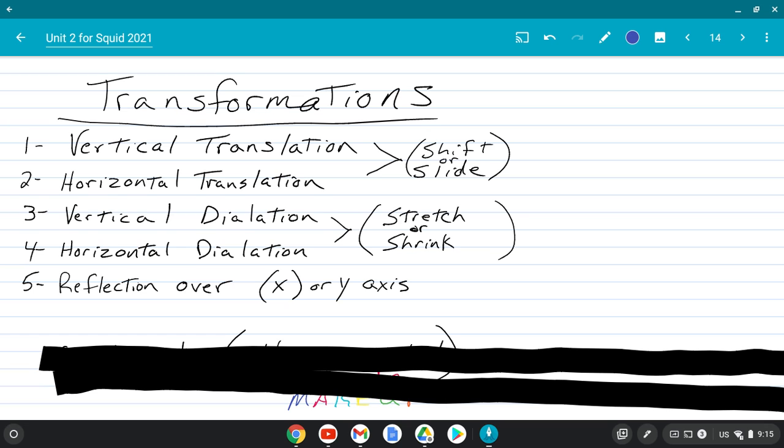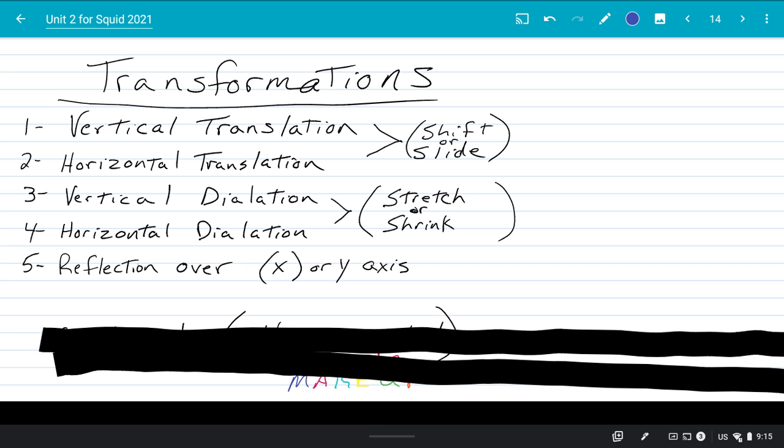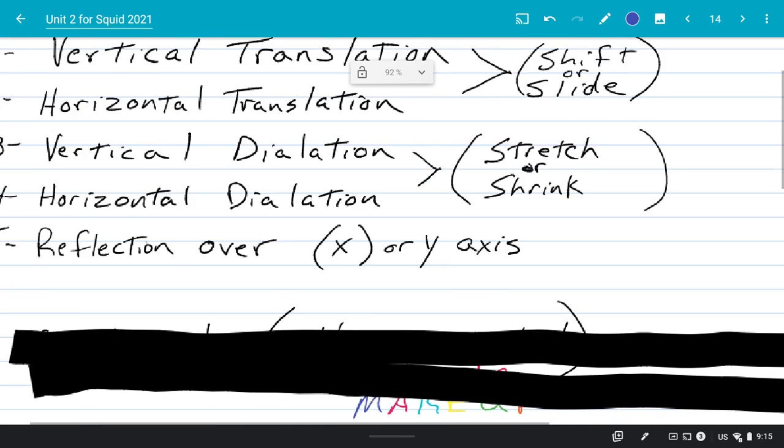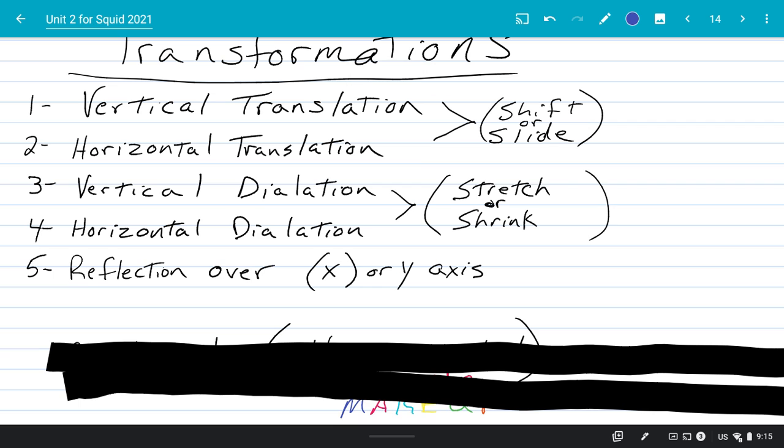The next 2 things we'll learn about are a vertical or horizontal dilation. And the final one will be a reflection. And the reflections are considered to be over the x-axis or over the y-axis. Now, as we deal with the reflections, I want you to notice these words that I have here.